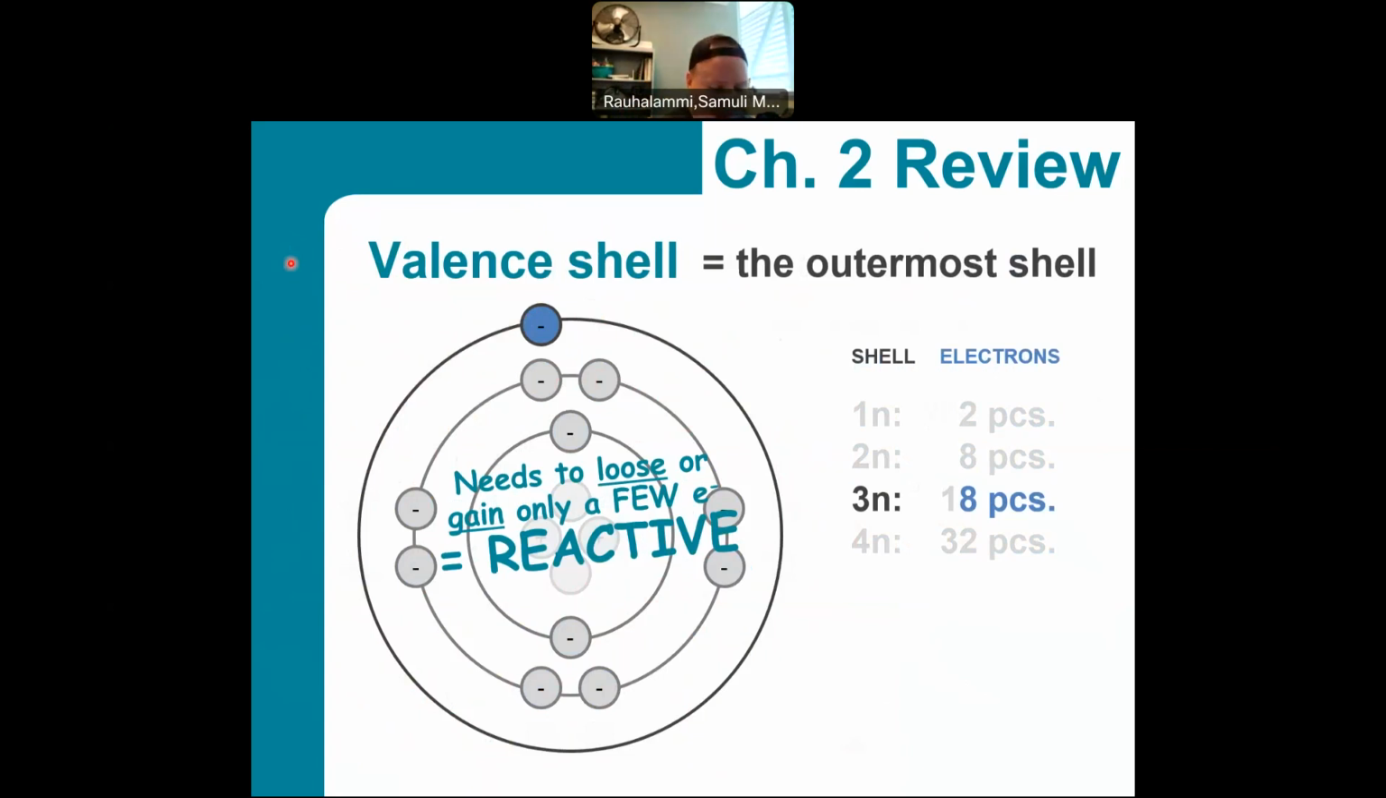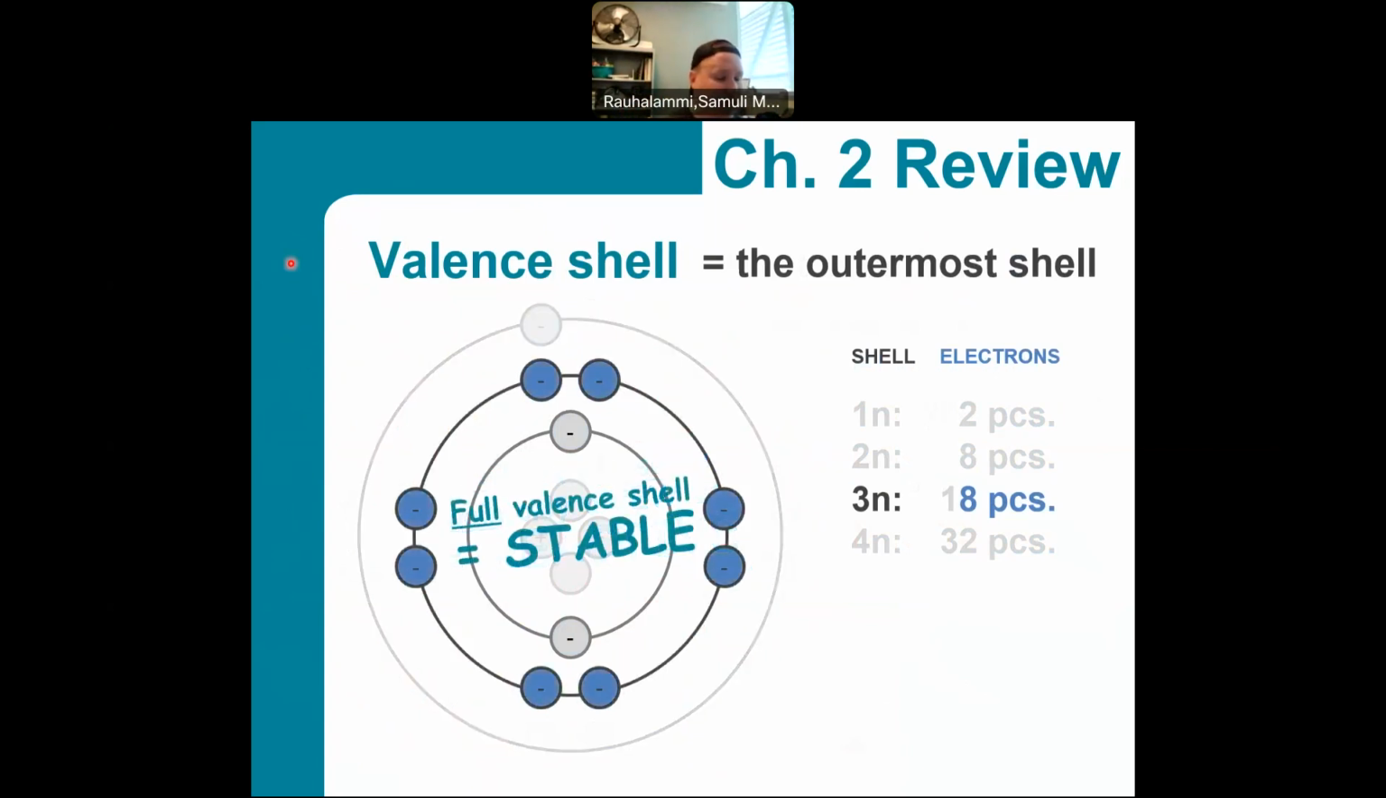So I hope that helped to clarify the difference between something being reactive or stable. In this picture, we're seeing the example now. If we got rid of that outer electron on the third shell, now we would have a full valence shell, and this atom would become stable. So knowing this, that atoms can either be stable or they can be very, very reactive.